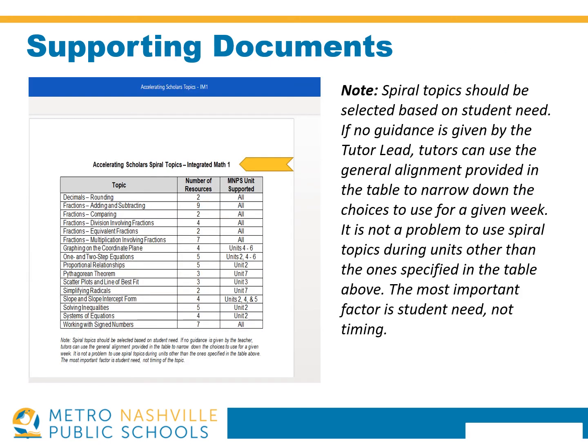The table of contents document contains a list of all of the topics, how many resources are available to support that topic, and the general alignment to the student's M&PS curriculum unit. Note that spiral topics should be selected based on student need. If you don't have guidance from your tutor lead, you can use the general alignment provided in the table to narrow down choices to use for a given week. It's not a problem to use spiral topics during units other than the ones specified in the table above. The most important factor is student need, not timing.